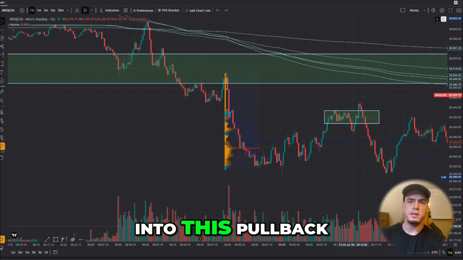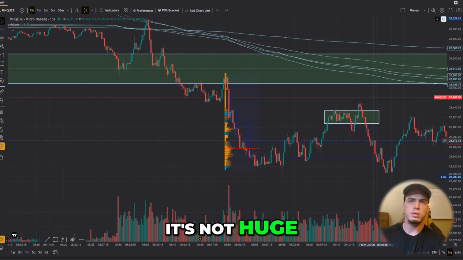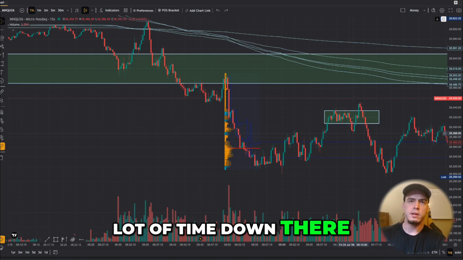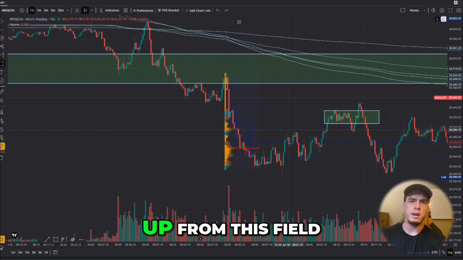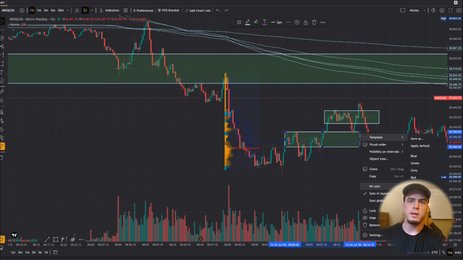Volume was not big into this pullback. It was medium, but relative to the accumulation here, it's not huge. Did it spend a lot of time down there? No. It's actually coming back up from this failed short down here, moving back towards our target.